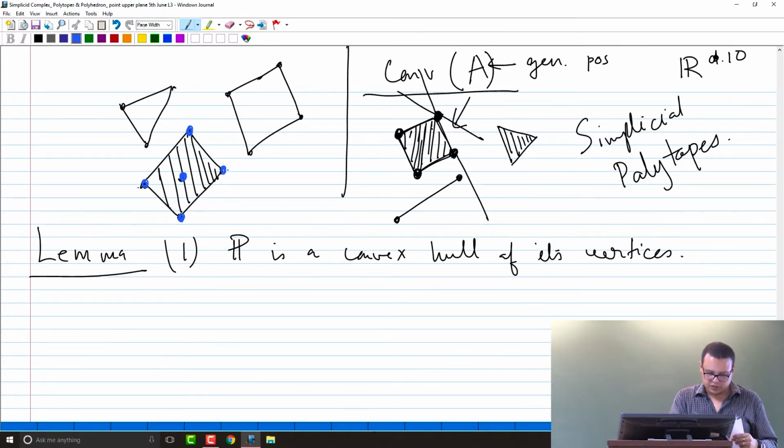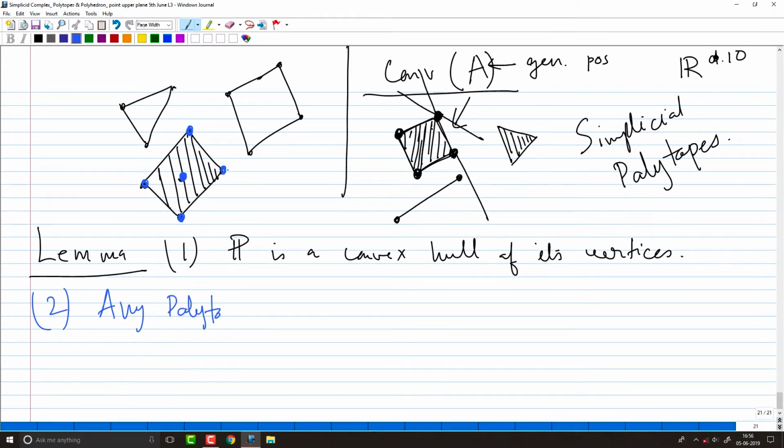Okay, good. The second thing that we want to use is that any polytope can be represented by the intersection of a finite number of half planes.